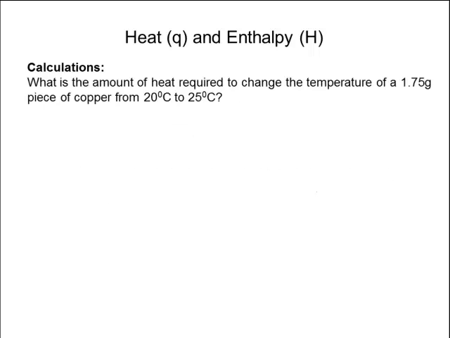So let's say I have a piece of copper, and I have 1.75 grams of that copper, and I want to heat it from 20 degrees Celsius to 25 degrees Celsius. How much heat would I need to add to that copper in order to get that temperature change? So since copper is a material, I'd use the Q equals ms delta T. Now keep in mind delta T is T final minus T initial. So I'd need to know the mass, the specific heat, and the change in temperature.